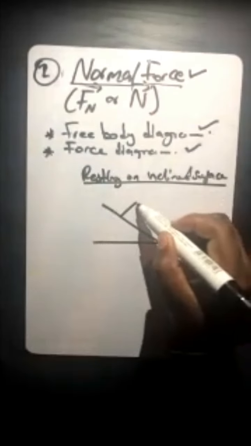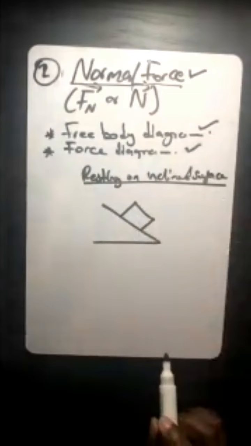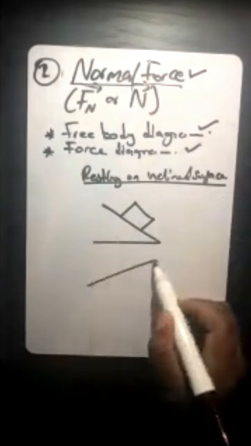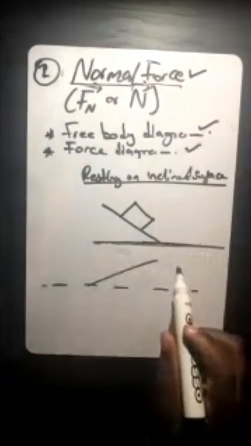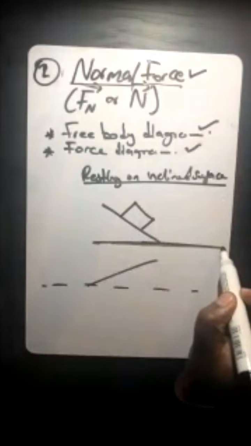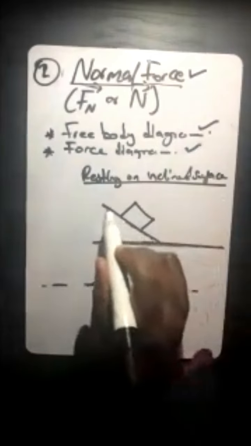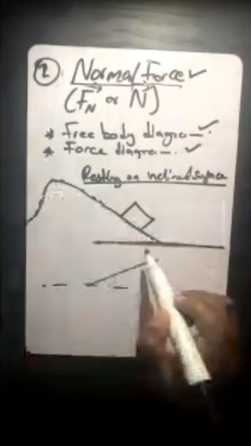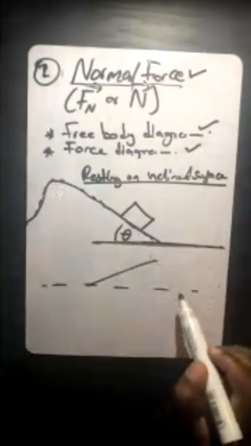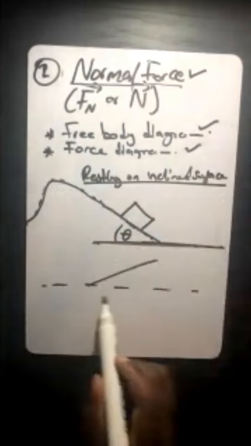So remember, these are the types of situations where we've got, let's say, a box resting on an inclined surface. We're just referring to that surface, ladies and gentlemen. Remember, this is just a surface. So maybe it forms something like a mountain. So this is that inclined surface which forms a certain angle to the horizontal.